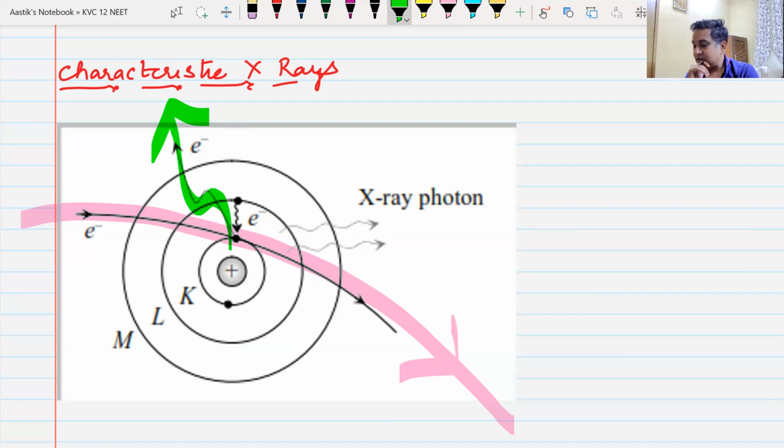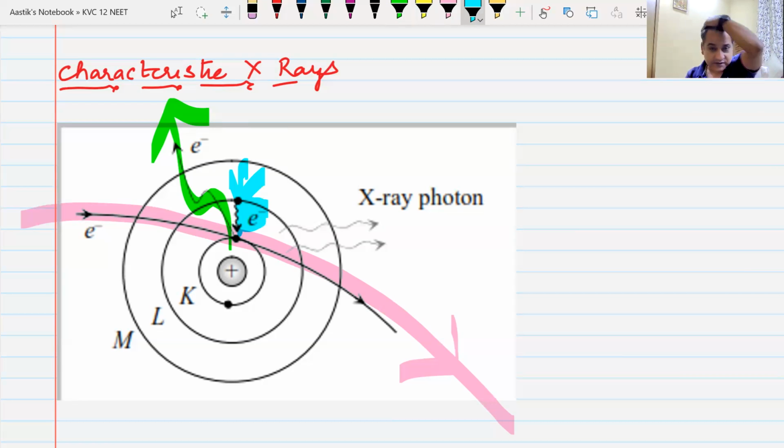Now, you must also understand that an electron in the inner shell cannot remain empty. Your chemistry tells you that. Yes or no? Now, if the electron in the inner shell has been removed, then an electron from the outer shell will take the place of this vacancy that has been created. Do we understand this?